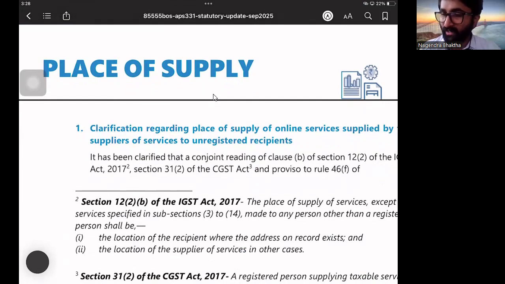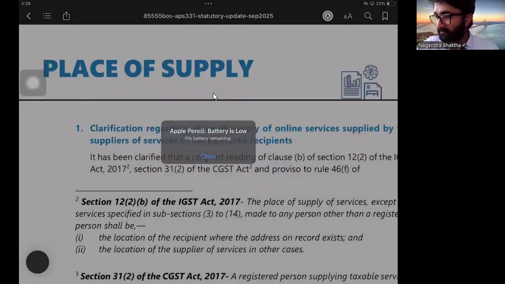The place of supply. As I told you in the last video, we'll be discussing place of supply soon, and I had given you the task of first going through the previous video on amendment, especially supply. Now the place of supply here.